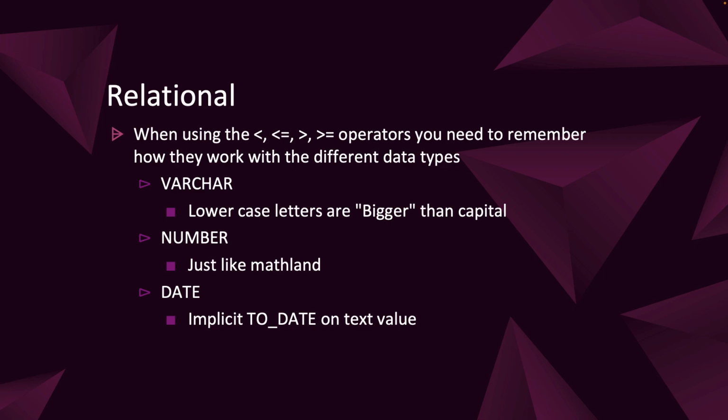Numbers work, however, just like normal. Bigger numbers are bigger than smaller numbers. Yeah, I know. That's easy. And dates, however, you can work with the relational operators on dates. It does an implicit to-date comparison on a text value. I really don't recommend that you actually do that. You should always use the explicit to-date to do the comparison on dates. But if you have a valid date string, it will do a comparison on that for you.